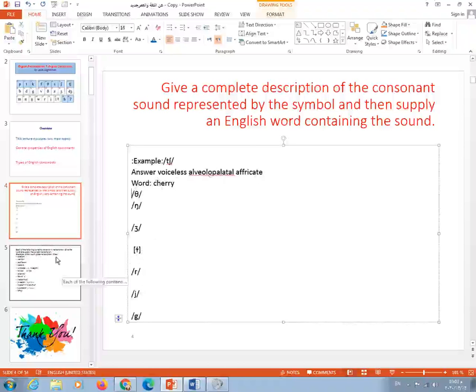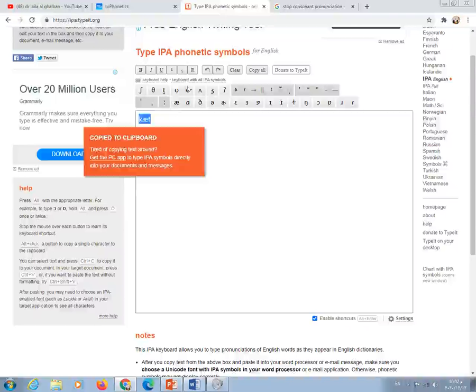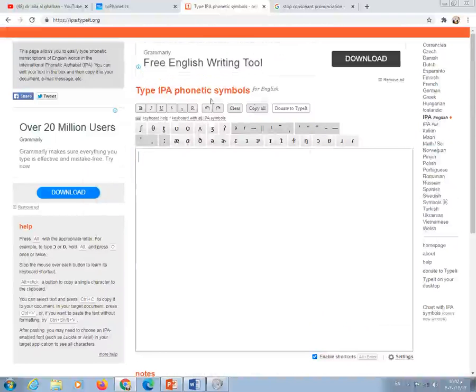Let's go to another thing to finish my presentation here. I found this and I want to share it with you. It's a website that can help you transcribe using phonetic symbols, without having to do the transcription on your own.